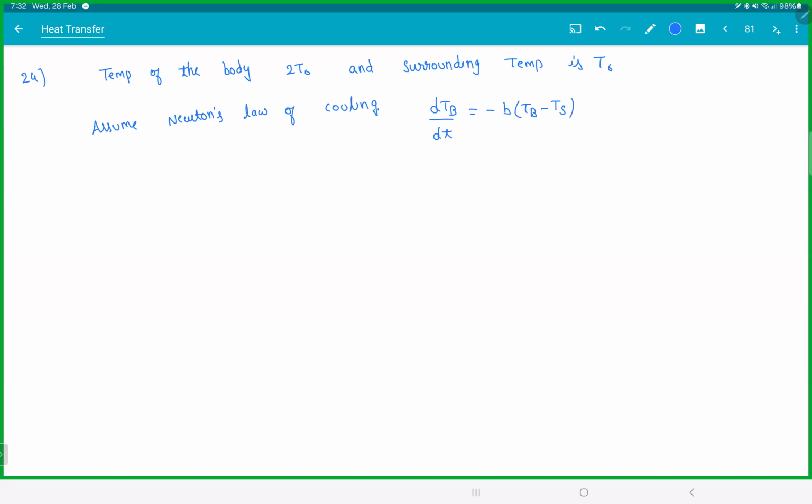So see here what happens. As the body starts cooling down, the difference becomes smaller. If the difference becomes smaller, you will lose less temperature. Find the temperature of the body as a function of time t.